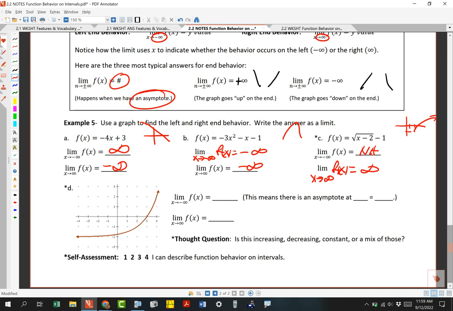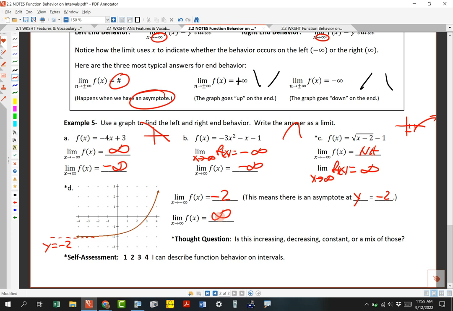It's an exponential. Okay? So, on the left end, it approaches negative 2. This means it has an asymptote of y equals negative 2. An asymptote is a line that approximates the graph. It gets really close to y equals negative 2. And what happens on the right end? Goes to positive infinity.